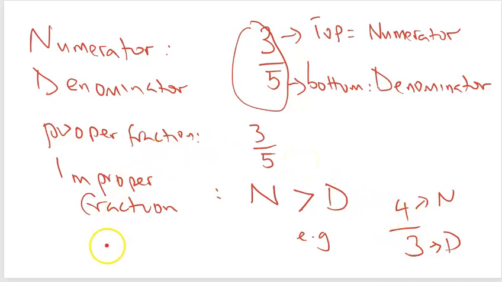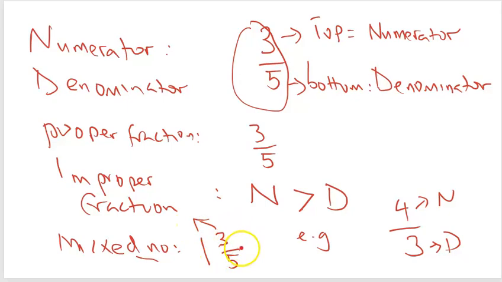Let me also explain what a mixed number is. A mixed number is where you have a whole number and another fraction. So this is a mixed number. It's mixed because you have a whole number and a fraction. You can always convert a mixed number into an improper fraction. We will see how we do that too.